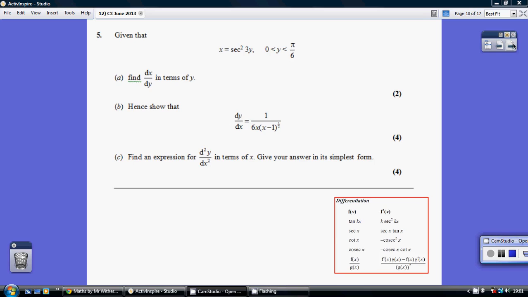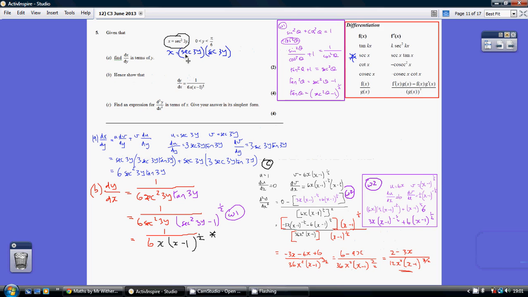Question 5. So for part A, first things first, make sure you realise that this really just comprises sec 3y times sec 3y, because this is just sec 3y all squared. Then just treat it as two things being multiplied together that need to be differentiated, so we use the product rule.